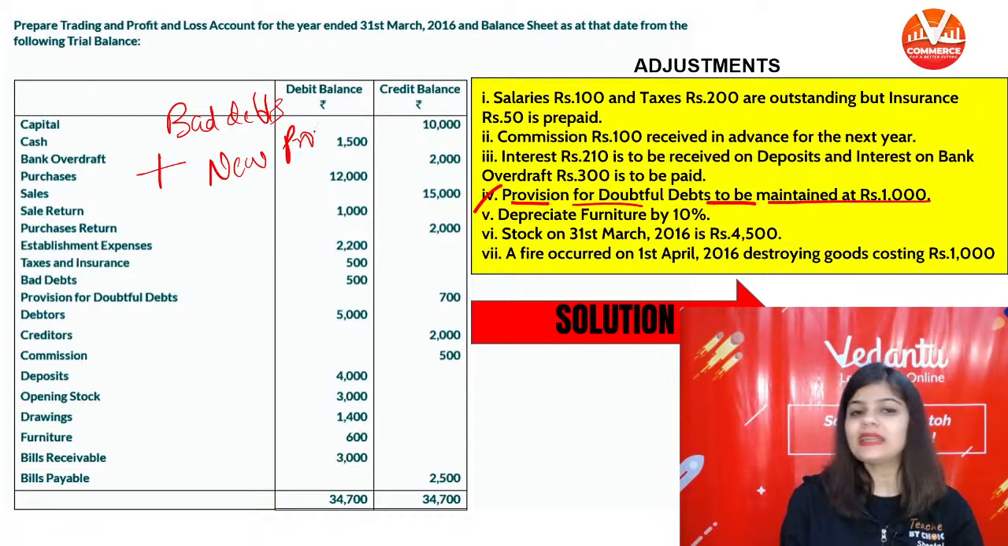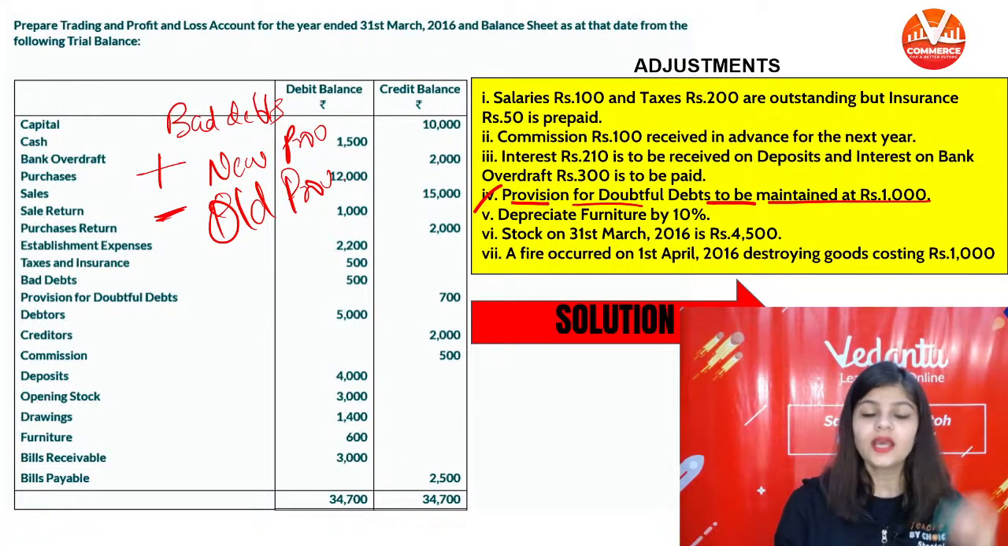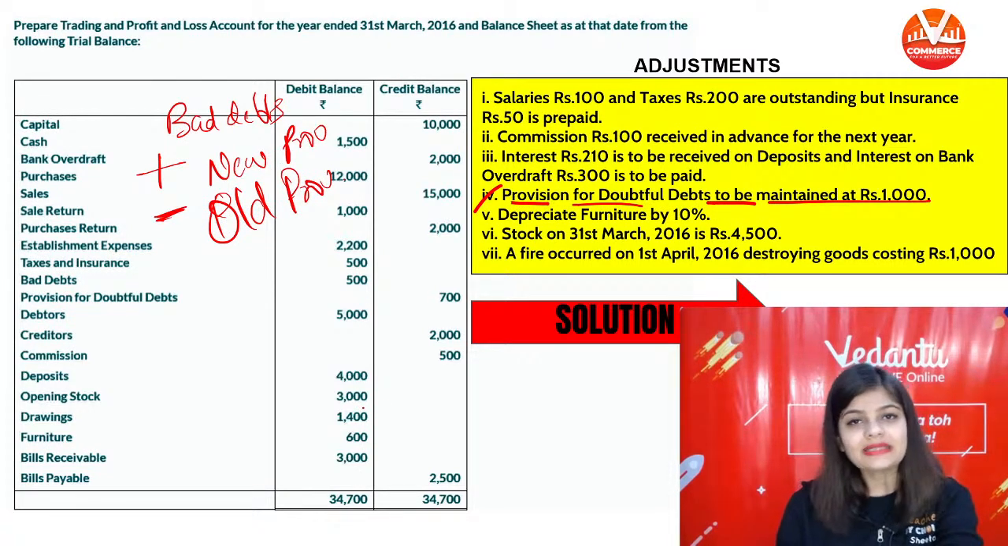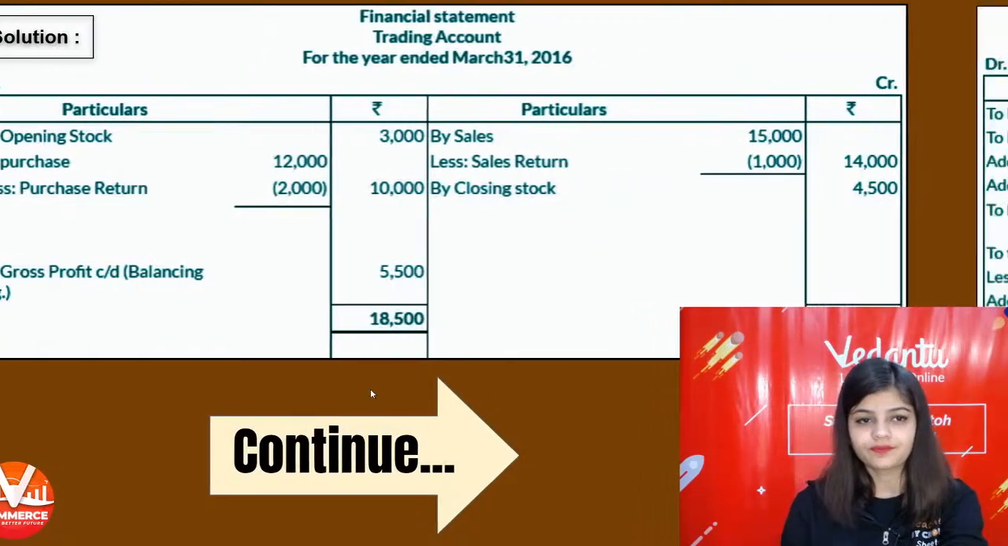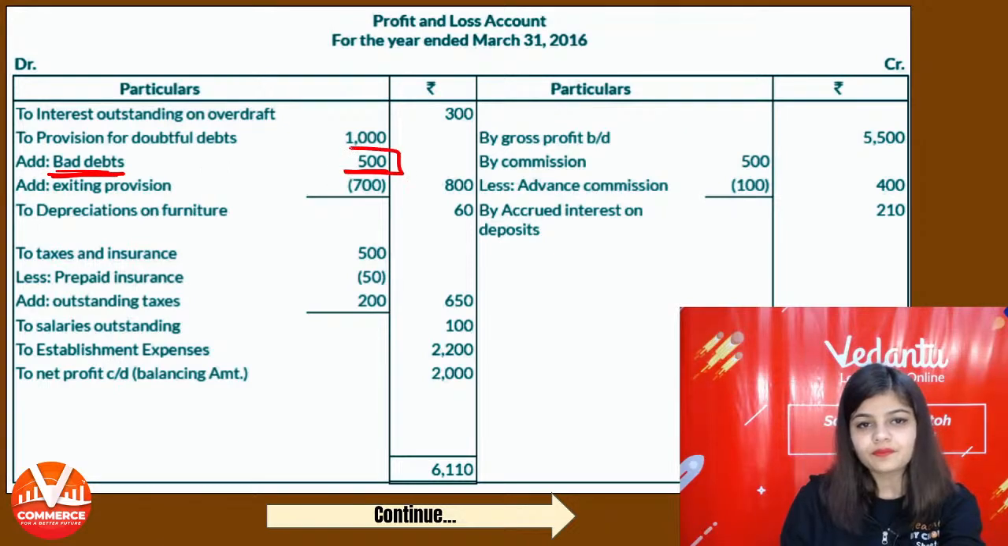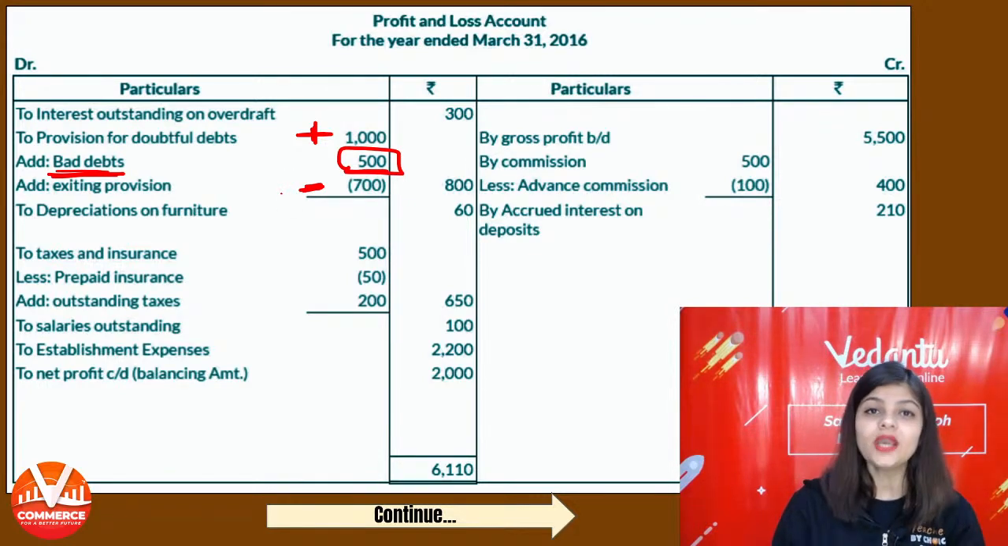new provision. P&L में bad debts में नया provision add कर देंगे और पुराना वाला provision minus कर देंगे. In the P&L, in the bad debt, you will add the new provision and you will subtract the old provision. So let's see it in the P&L account. In the bad debts given in the trial balance, you will add the new provision and you will subtract the old provision.